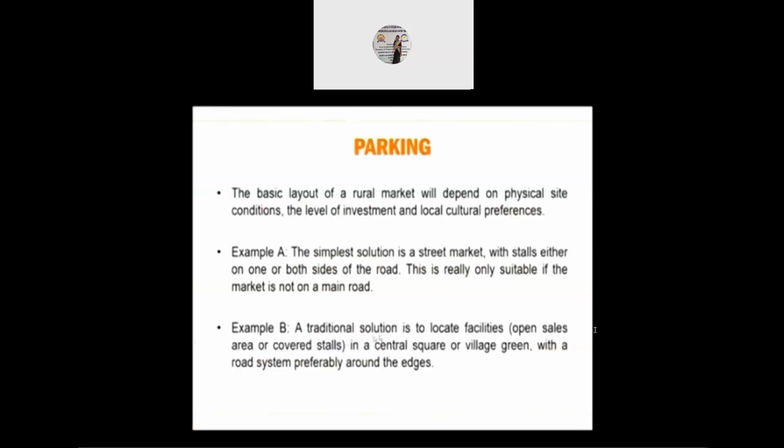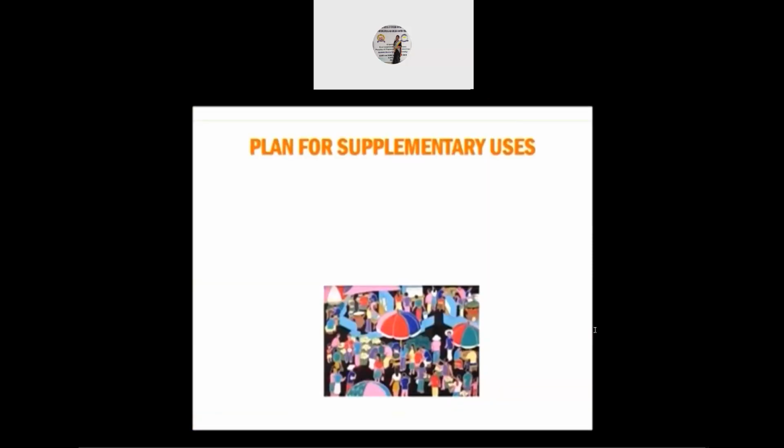Example B, a traditional solution is to locate facilities such as open sales areas or covered stalls in the central square or village green with a road system, preferably around the edge. So it is easier to put all the sales that are going to happen in the center, and we can create vehicular movement around the market. So only people who want to come inside and get the commodities will have a parking space, park their vehicles and come inside and get whatever they want, and it does not interfere with the normal vehicular movement or road systems.